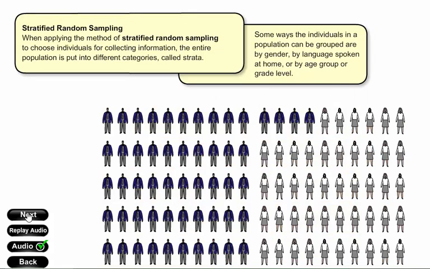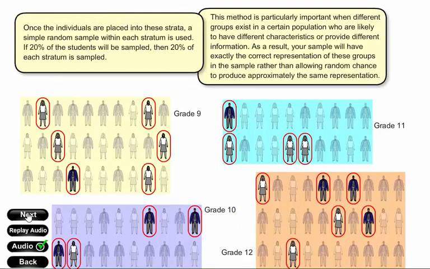Stratified random sampling. When applying the method of stratified random sampling to choose individuals for collecting information, the entire population is put into different categories, called strata. Some ways the individuals in a population can be grouped are by gender, by language spoken at home, or by age group or grade level. Once the individuals are placed into these strata, a simple random sample within each stratum is used. If 20% of the students will be sampled, then 20% of each stratum is sampled.